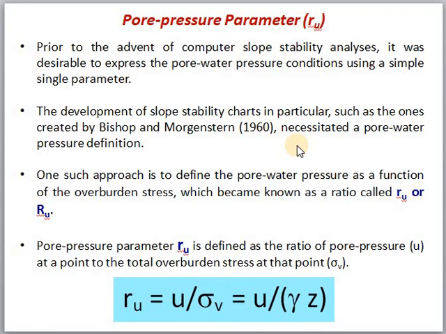So one such approach I am showing here, that is the approach in terms of the overburden stress. So that pore pressure parameter is denoted as RU, either small RU or capital RU. So this is actually the ratio of the pore pressure at a point to the total overburden stress. That is, here you can see RU equal to small u by sigma V. Sigma V is the overburden, or you can write sigma V as weight of soil into the height. So you can have RU equal to the pore pressure by gamma Z, where gamma Z is the overburden pressure.